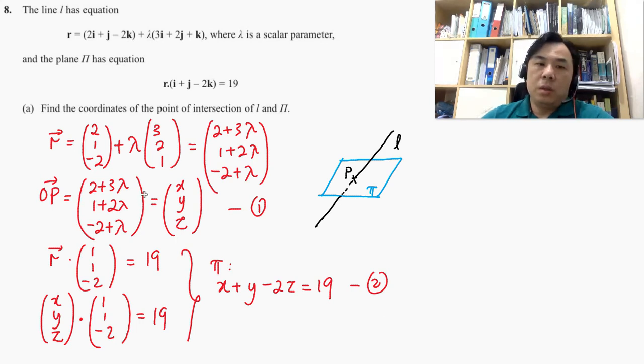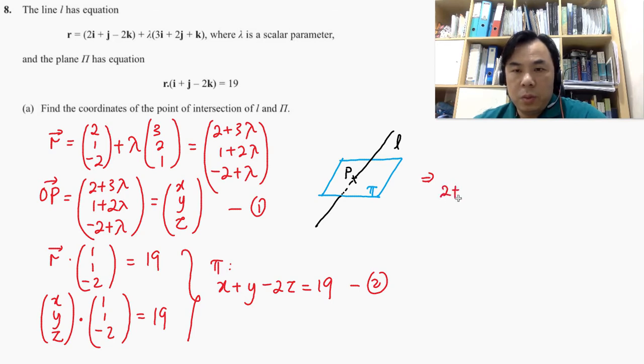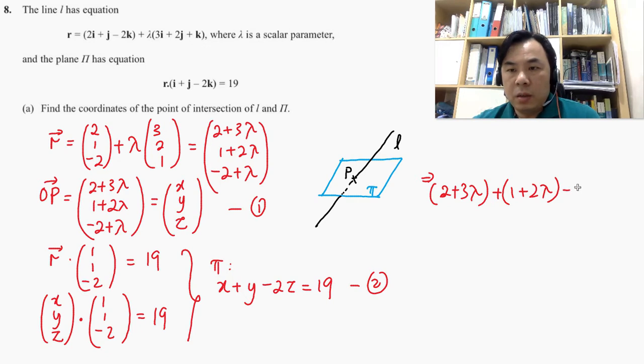So all we need to do is just solve this simultaneously. How do we solve it? All we need to do is just substitute the x component here into the x here, the y into y. Now, from here, we will have 2 plus 3 lambda, and then plus y, which is 1 plus 2 lambda, and then minus 2z. So 2z will be 2 times negative 2 plus lambda, and that would be equal to 19.